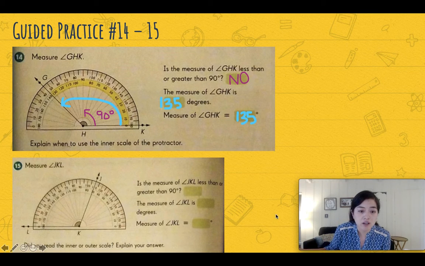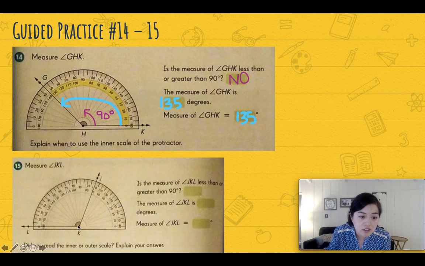All right, so now let's look at number 15. Is the measure of angle JKL less than or greater than 90 degrees? Well, let's see. My vertex K is in the center, and they're using this ray here, KL, and it's hitting 0 right here. So should we use the outer scale or the inner scale? Let's use the outer scale because the outer scale has the ray that hits 0 right there. We're going to use the outer scale.